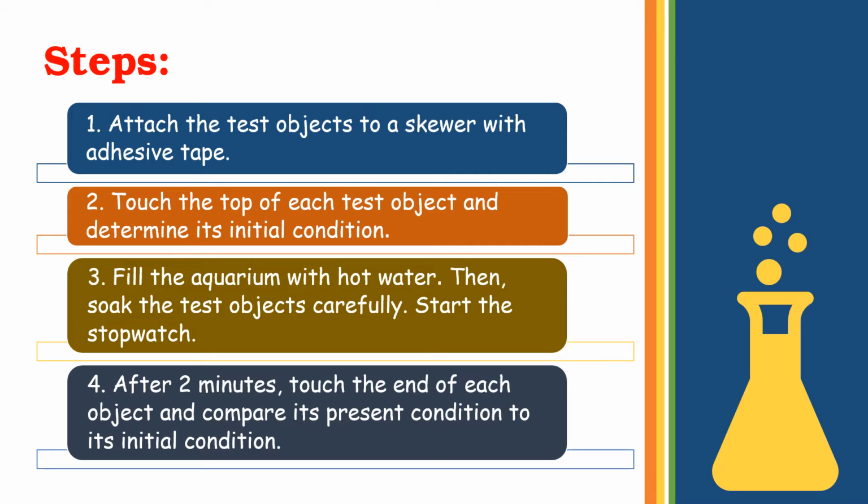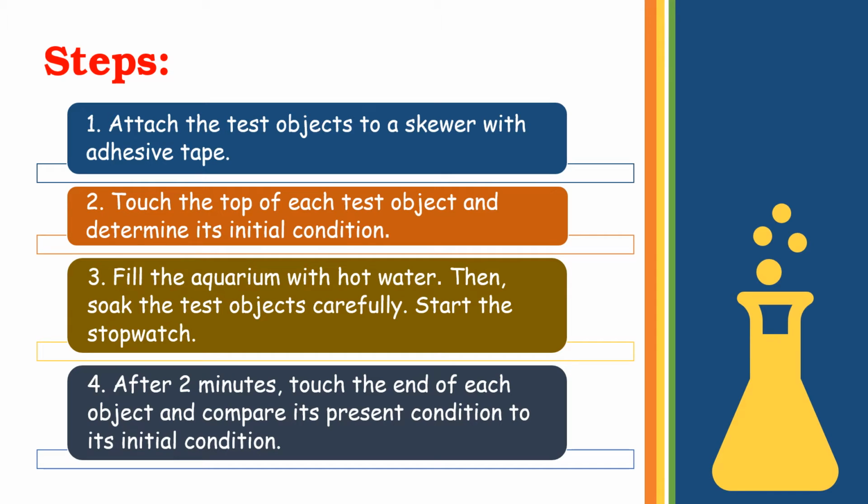Now let's get into the activity. Step 1. Attach the test object to a skewer with achieve tape. Step 2. Touch the top of each test object and determine its initial condition. Step 3. Fill the aquarium with hot water. Then soak the test objects carefully. Start the stopwatch.